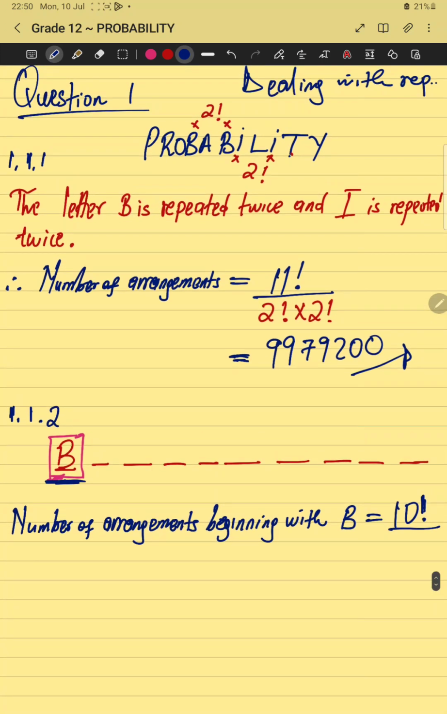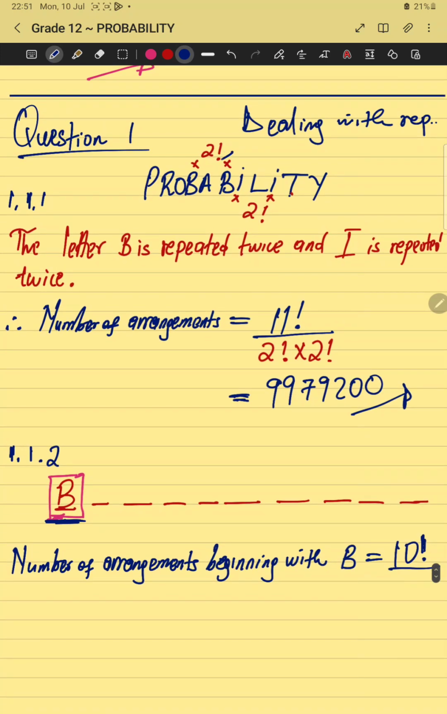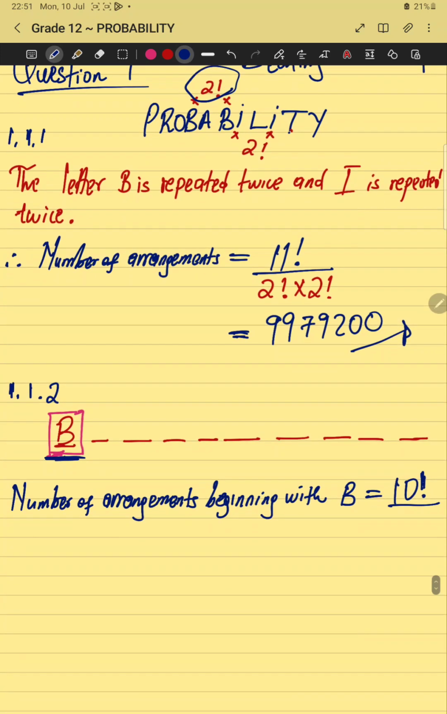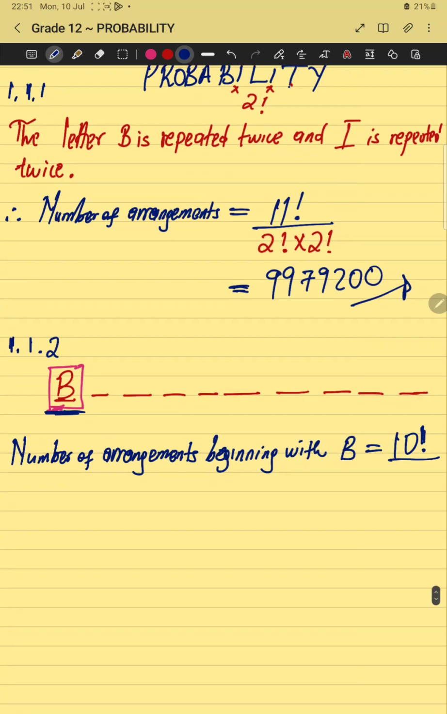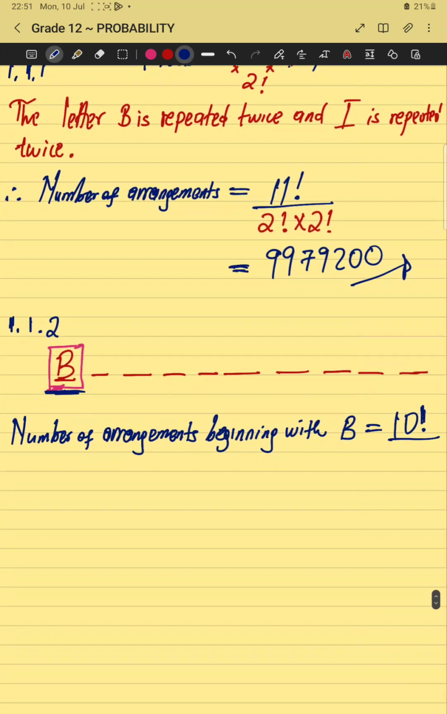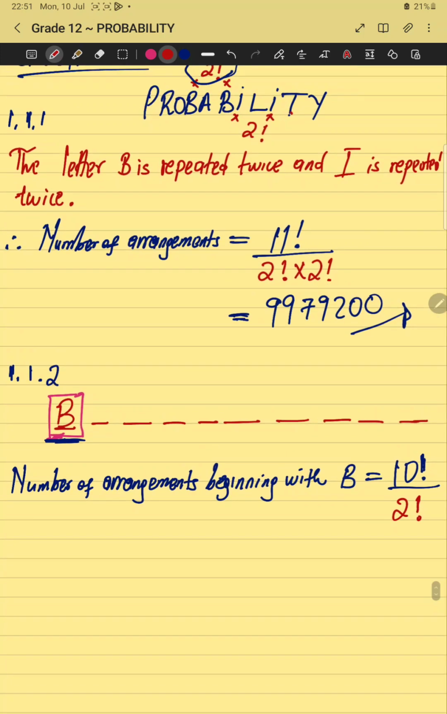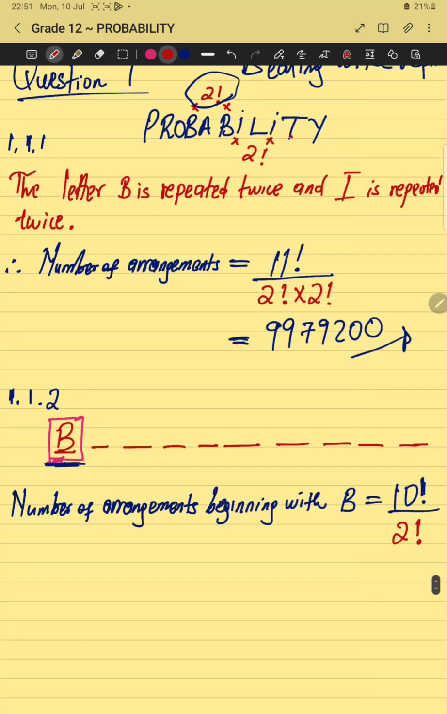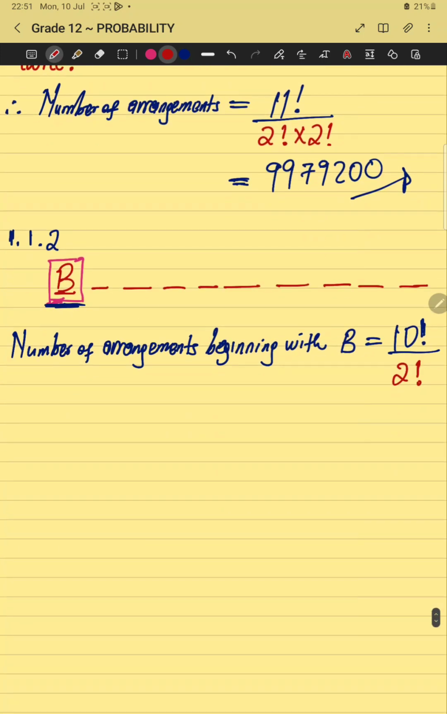And then remember in the first question we've used 2 factorial times 2 factorial. So that means we're not going to use that 2 factorial for B because 1 B is already used. So we're left with 1 B here in the word. So we're going to just divide with only 2 factorial for I, because I is still there in the word. All right, then we just work this one out.